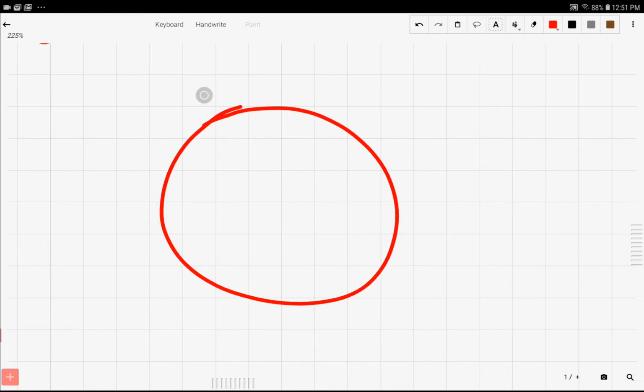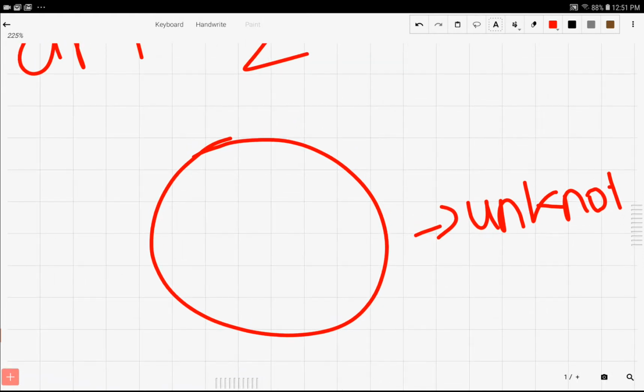So this is the trivial knot, and it's also known as the unknot, because I guess there's not really any knots in here, and it's basically just a loop.